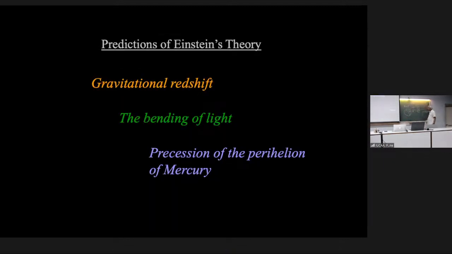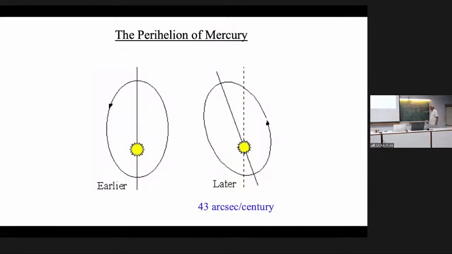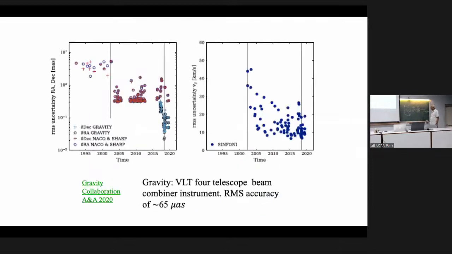But then another absolutely beautiful thing happens. These are the three predictions of Einstein's theory: gravitational waves, bending of light, and precession. How much is the precession? You must know the precession for Mercury is 43 arc seconds per century. Now what they did was that as time passed, the instruments became better and better. There are four identical telescopes of the Very Large Telescope in South America.